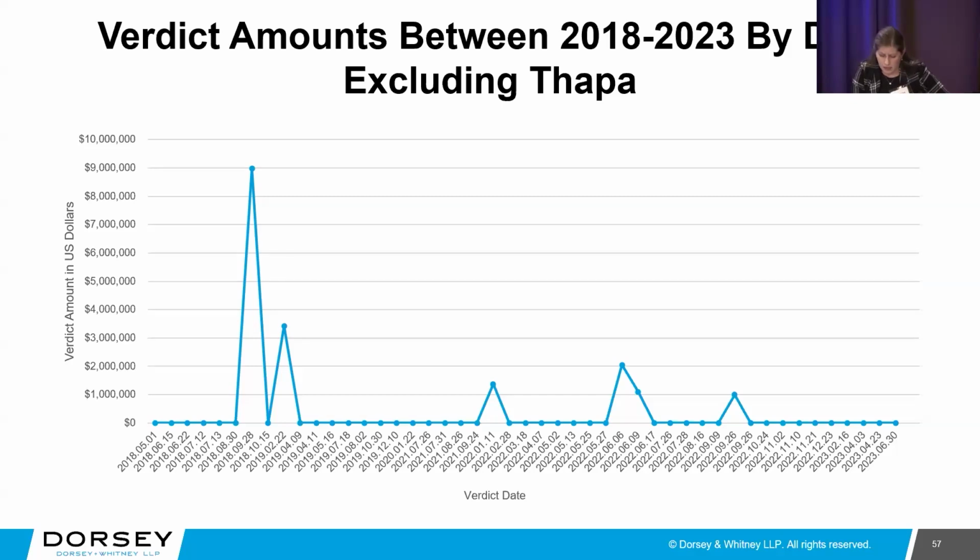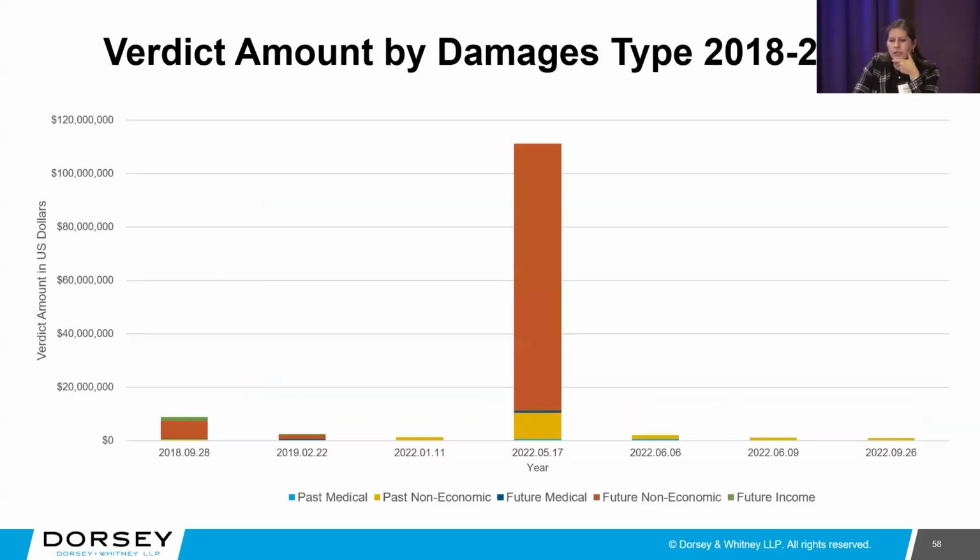The 2019 case involved nephrology care that resulted in total loss of vision for the plaintiff. And that may be part of the reason that verdict was a little higher. And the remaining 4 were all nursing home cases. So we also thought it'd be helpful to look at it by damage type.